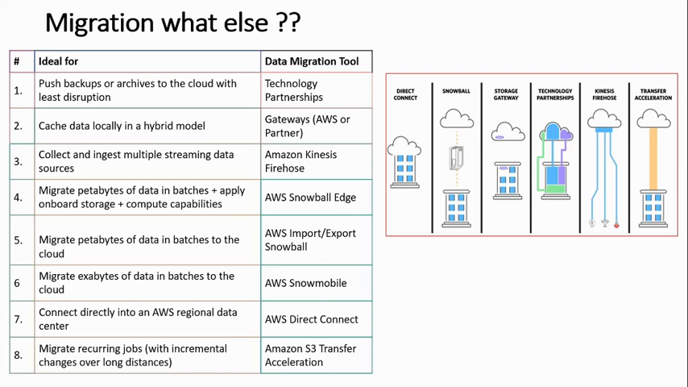If you have large-scale data you want to migrate to AWS, you'll use Snowball. If you have something bigger than Snowball, with compute capabilities, you use Snowball Edge. If you have something more than that, you use Snowmobile, which looks like a truck. If you want to connect your on-prem data center directly with the AWS data center without using any internet service, then you use AWS Direct Connect. If you want to transfer incremental updates, AWS S3 Transfer Acceleration is there.